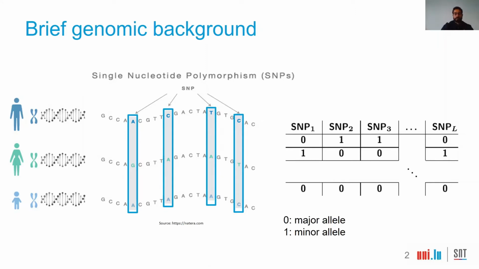In the SNPs, we can find two types of alleles. We have major alleles that are the most common allele in a population, and they are represented by zeros, and we have the minor alleles that are the less common allele in a population, and they are represented by ones. On the right side, we have the digital representation of the human DNA. In the columns, we have the SNP IDs to identify the positions, and we have the sequences of the alleles of each individual.